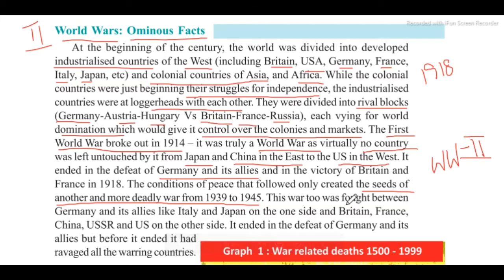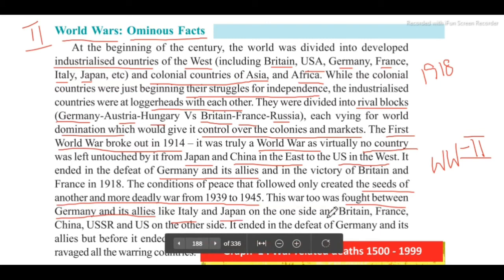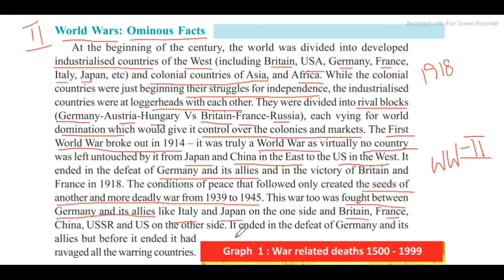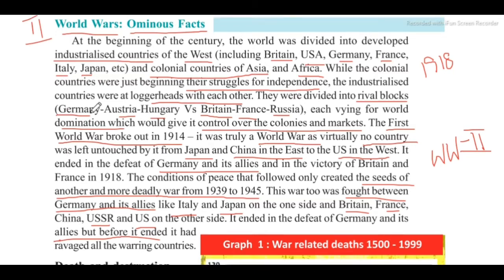So this war too was fought between Germany and its allies like Italy and Japan on one side, and on the other side Britain, France, USSR and USA. As in the First World War, in the Second World War also Germany got defeated. Germany and its allies were defeated in the Second World War. So these are some of the important points in the World War obvious facts.